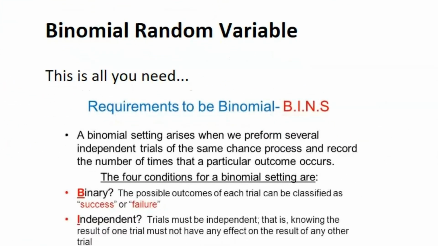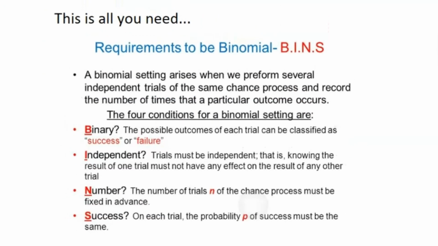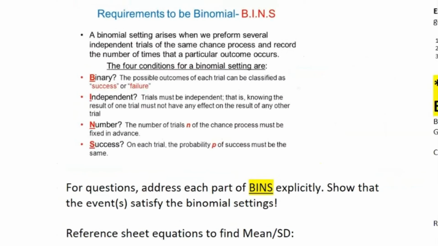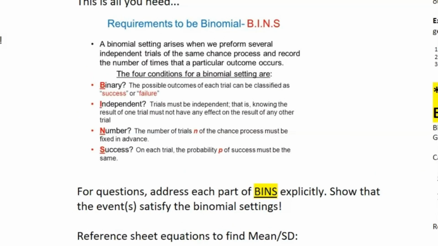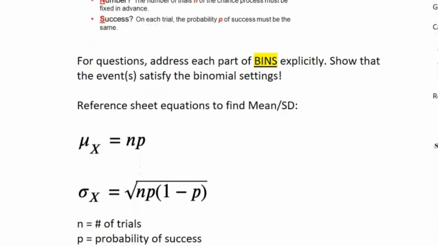All right, so now we're going to move on to binomial random variables, and I'm going to tell you this is all you need. You need to know the acronym BINS. First off, is it binary? There has to be a success and there has to be a failure. Are the trials independent? Is there a fixed number of trials? And is there a set probability of success for each trial? So make sure for questions, you address each part of BINS, B-I-N-S, explicitly and show that the events satisfy the binomial setting to prove that it's actually a binomial random variable.